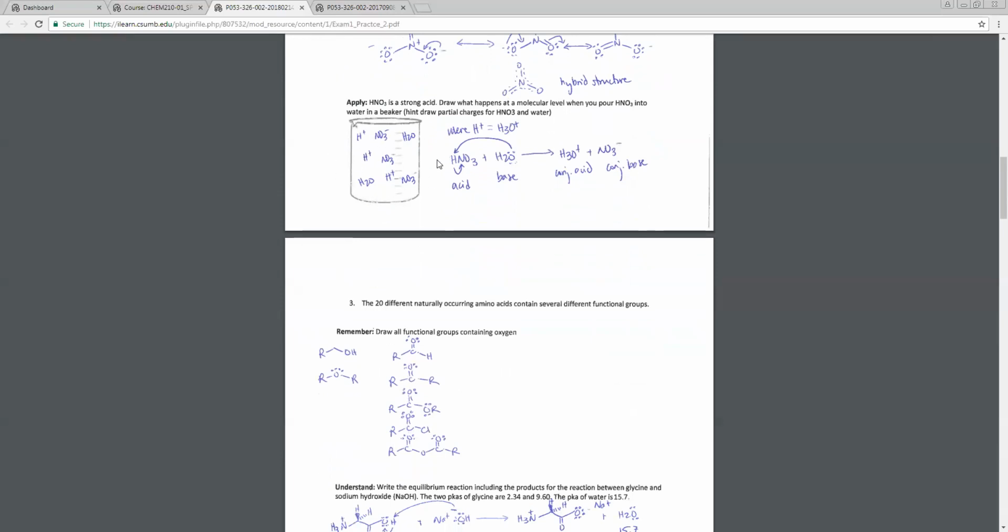Notice it's complete dissociation. There's also water molecules that are around, and I can show that the conventional way that we've drawn this reaction too.